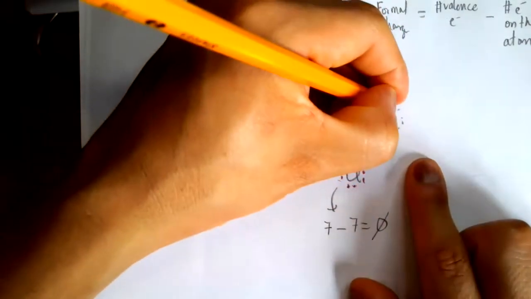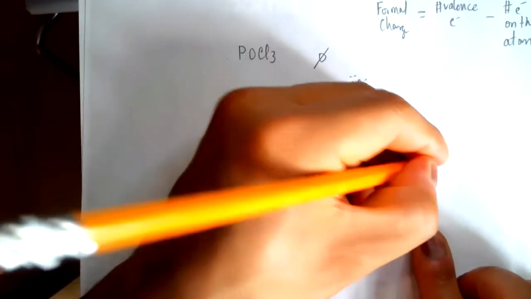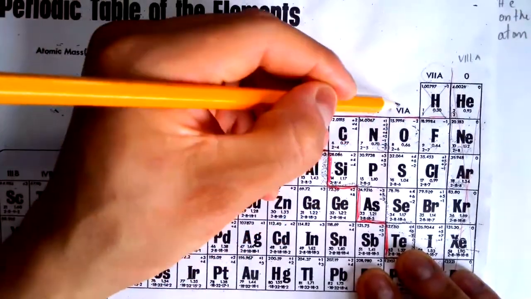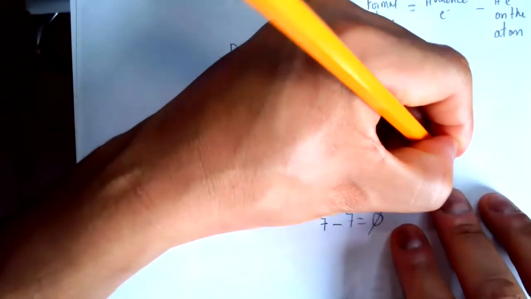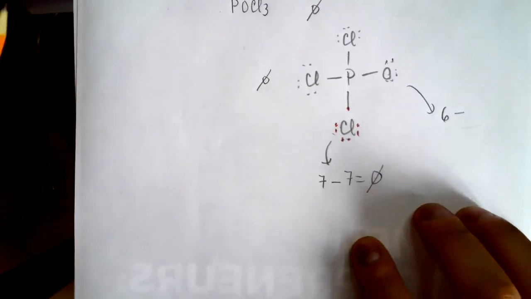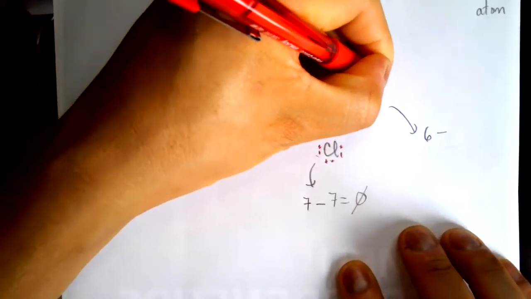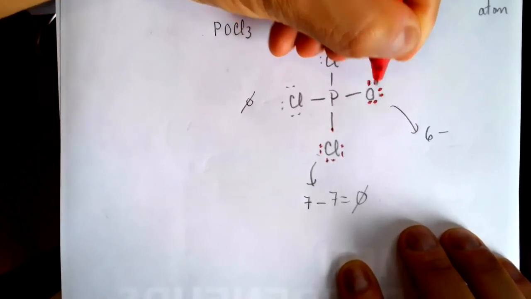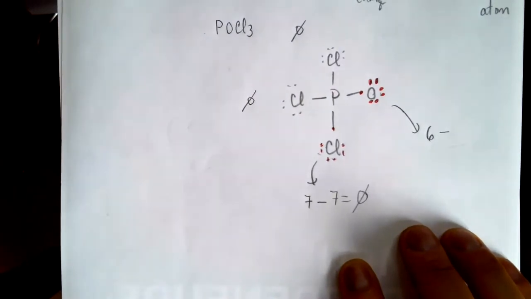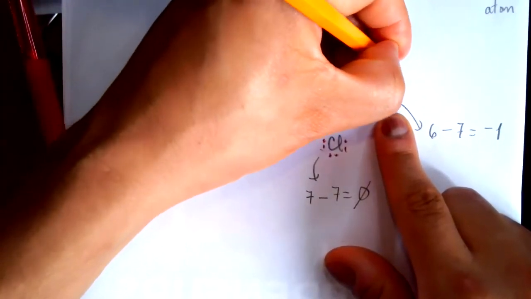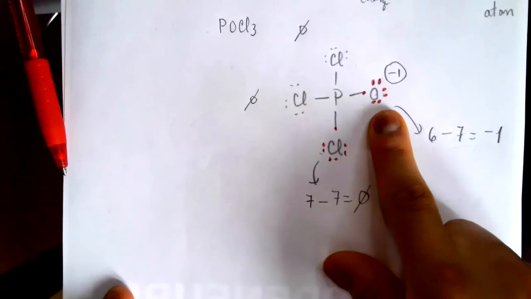Let's do this oxygen. Okay. For this oxygen, what is the valence electron? The valence electron for oxygen. Oxygen belongs to group 6A of the periodic table. Therefore, the valence electron will be 6. Minus the number of electrons sitting on the atom. So in this case, for oxygen, you have 1, 2, 3, 4, 5, 6, and 7, right? Those are the 7 electrons. 6 minus 7 is equal to minus 1. So what is the formal charge of oxygen in this case? Minus 1. Formal charge of oxygen, right?